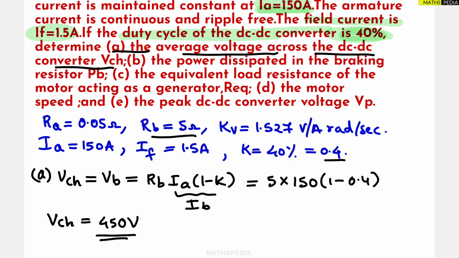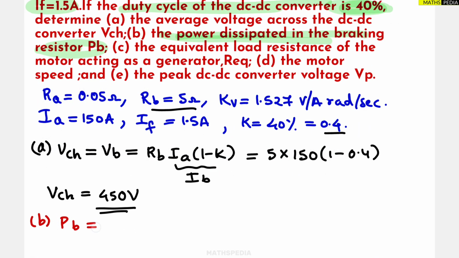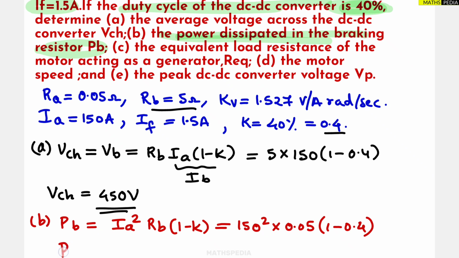Then let us go for the second part of the question, which is to find the power dissipated in the braking resistor, PB. We have a direct formula: PB is equal to IA square RB into 1 minus K. IA is given as 150, so 150 square into RB, which is 5, into 1 minus 0.4. Getting the PB value as 67,500 watts or 67.5 kilowatts. This is the answer for PB. The second part of the question is also done.